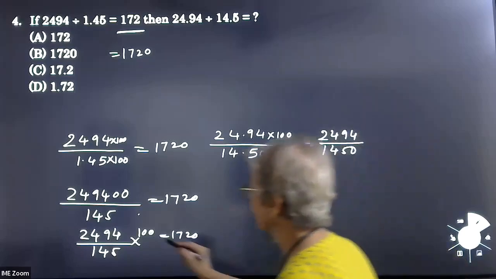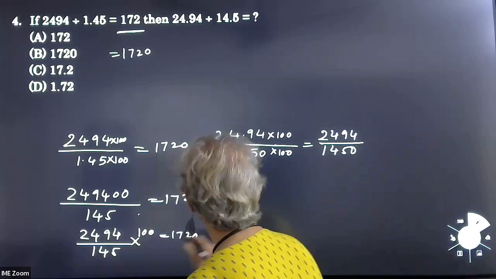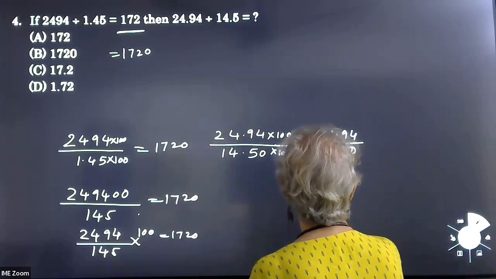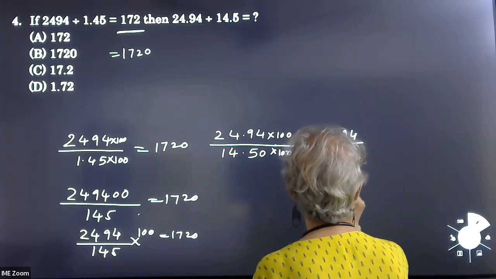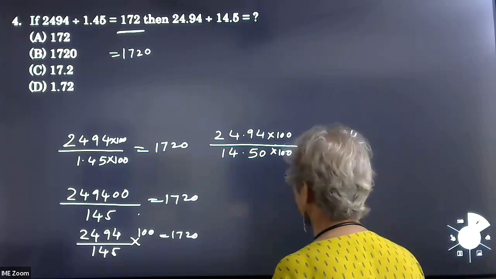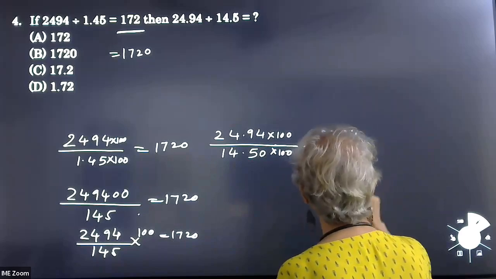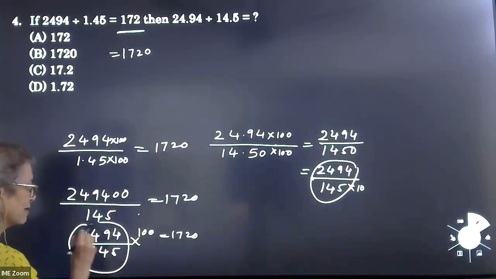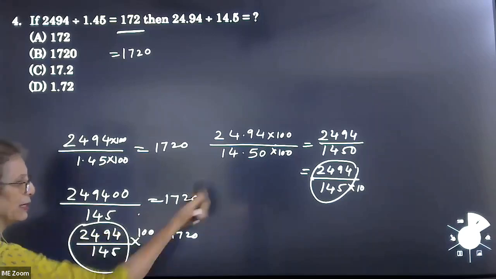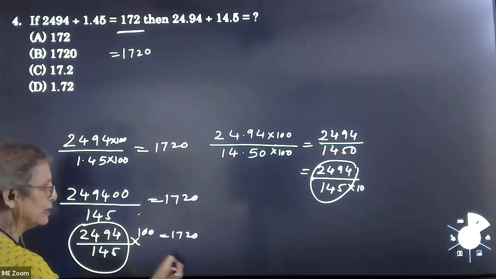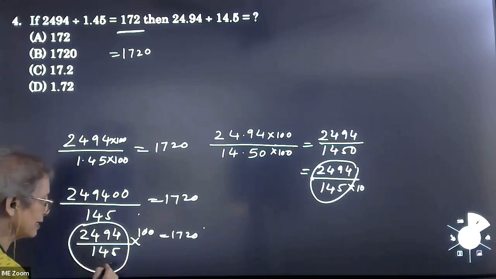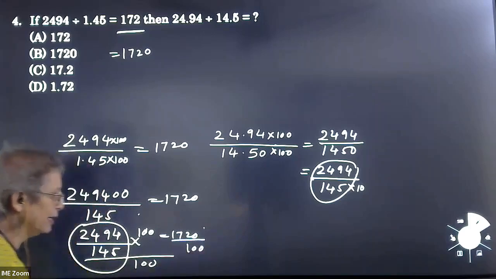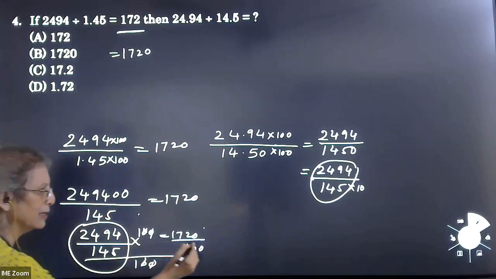Right? Now look here. What is this? One more thing here. 2494 upon 145 into 10. It is like this. So first let us find out the value of this from here. Look here. We want the value of this. This value, if we substitute there, we will get the answer. And for that, we need to take 100 this side. Means divide both the sides by 100. Okay. Cancel these zeros.